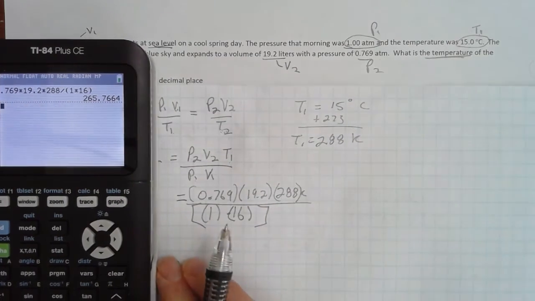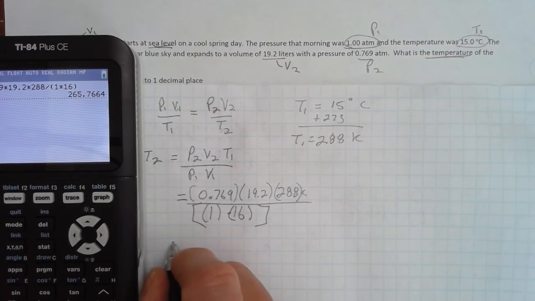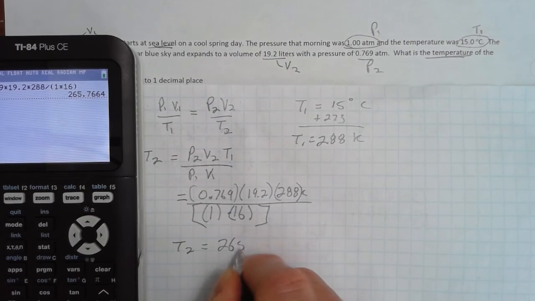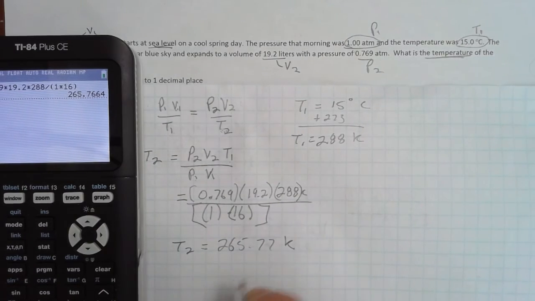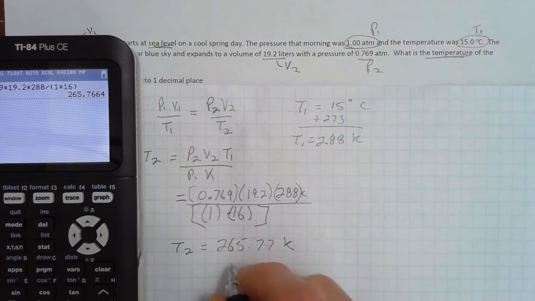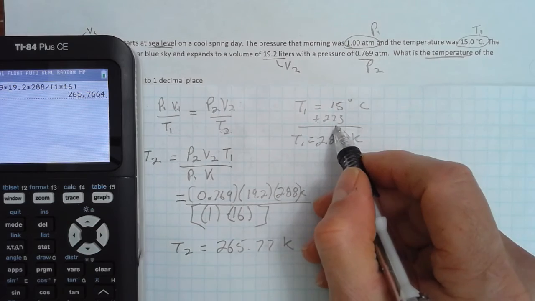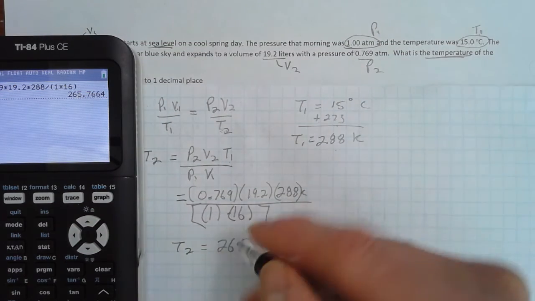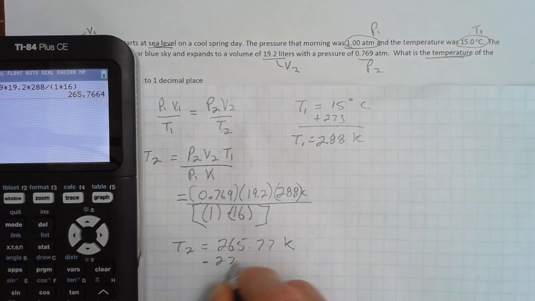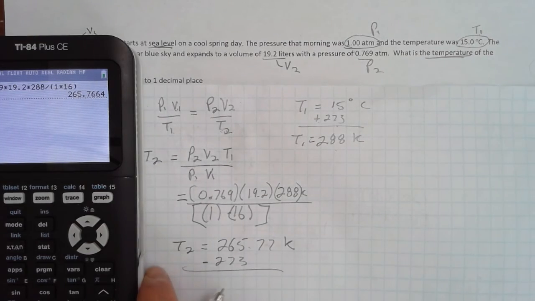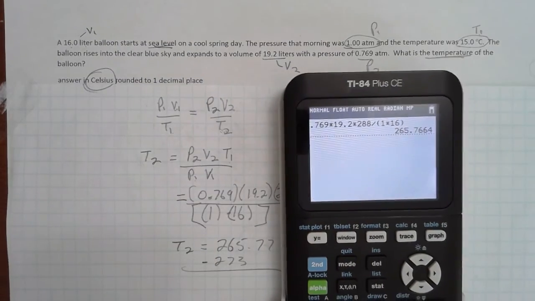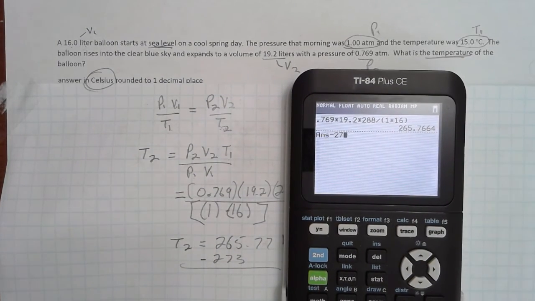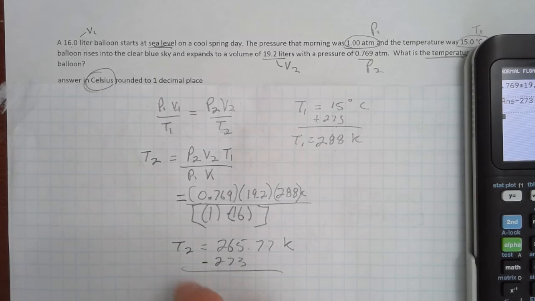So we've got T2 equals 265.77 Kelvin, but I need it in Celsius. So we take Celsius, we add 273 to make it Kelvin. So to take Kelvin and become Celsius, subtract 273. When I do that, up here on my little calculator, minus 273, enter, I get negative 7.2, right, to 1 decimal place. So temperature 2, negative 7.2 degrees Celsius.